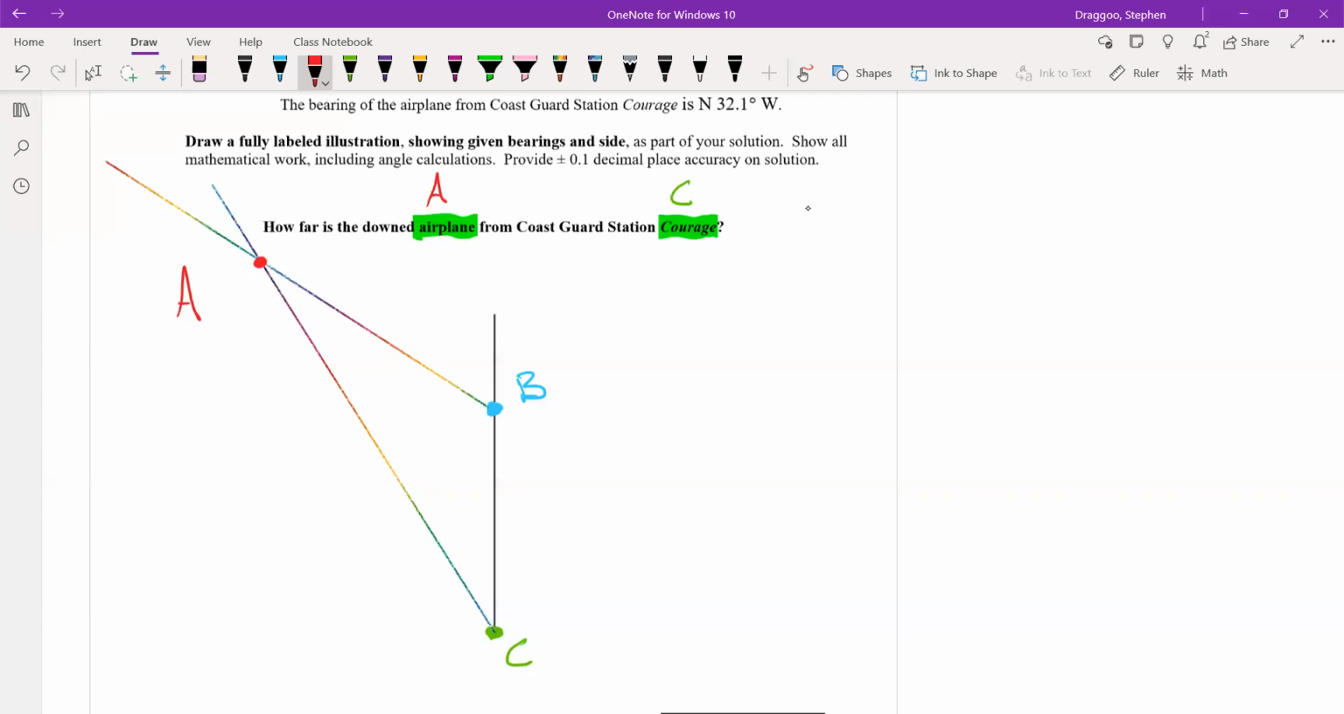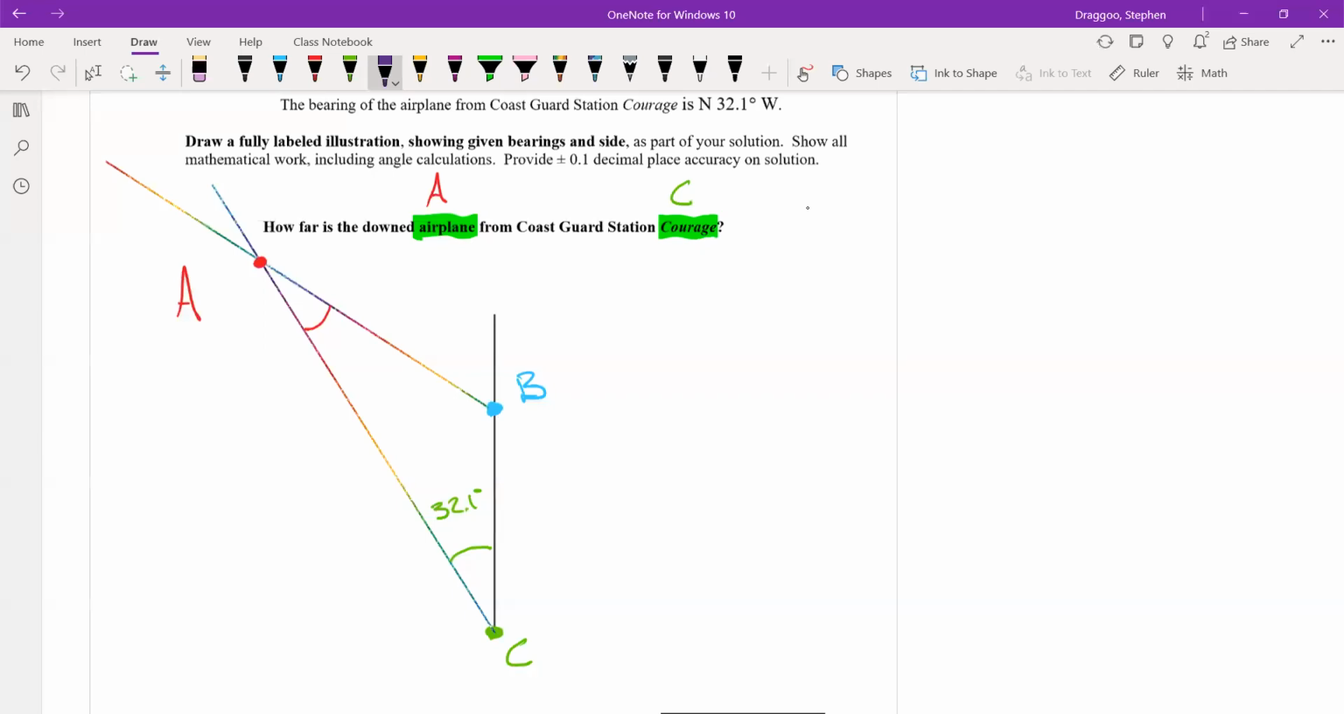So that's A. It's going to be that angle there, and conveniently, angle A is the one that is listed. Other things I know. The bearing from Courage is 32.1 degrees.